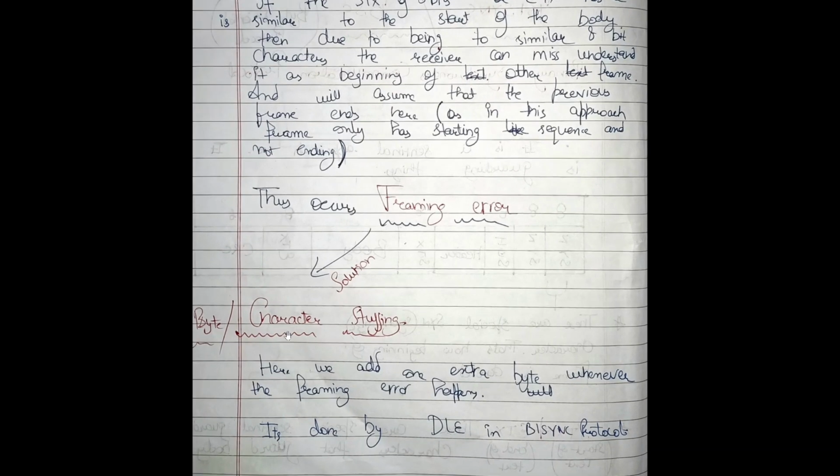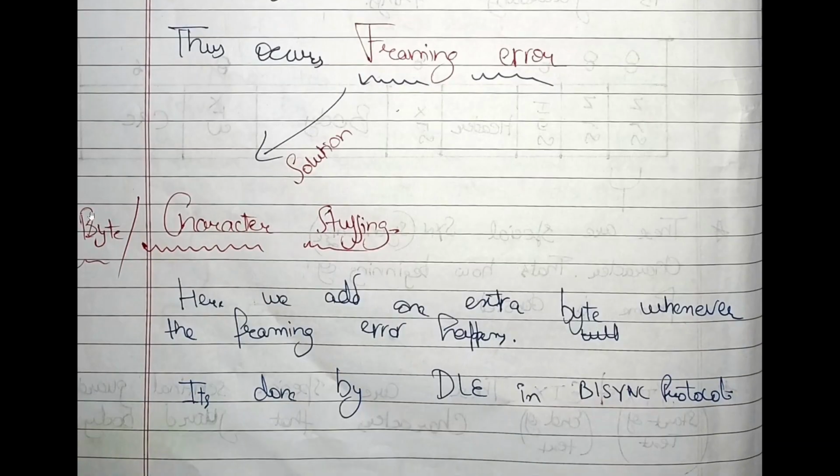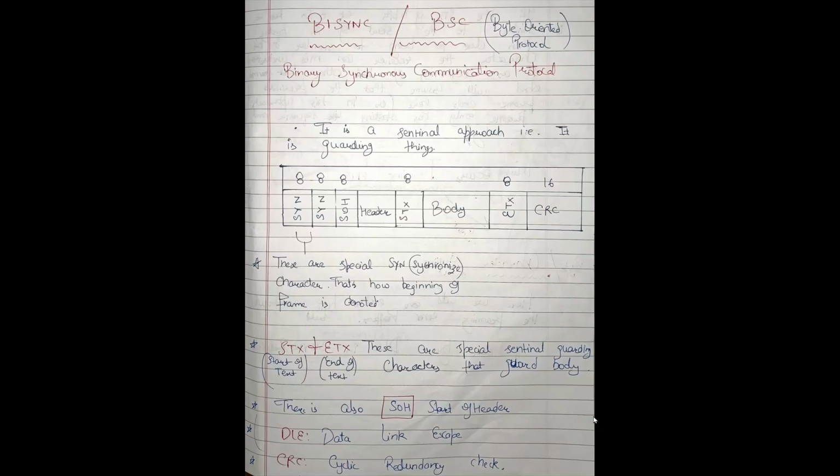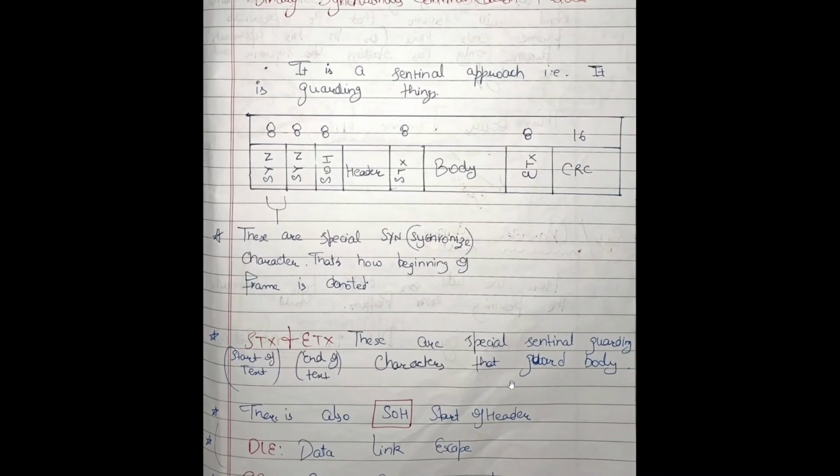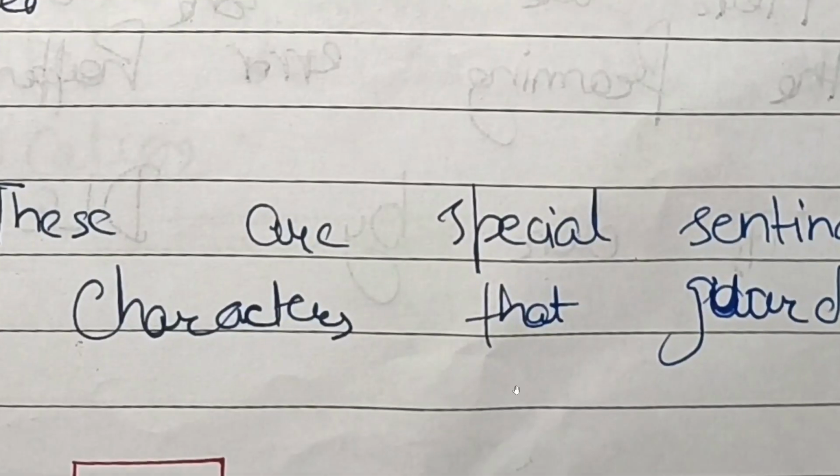For that, we have a solution termed as byte or character stuffing. So here we add one extra byte whenever the framing error happens. It is done by DLE in BISYNC protocol. DLE is data link escape.